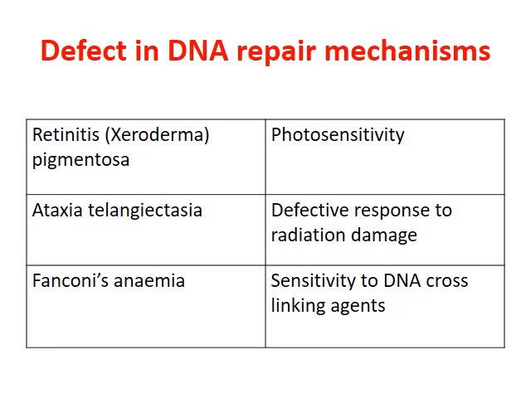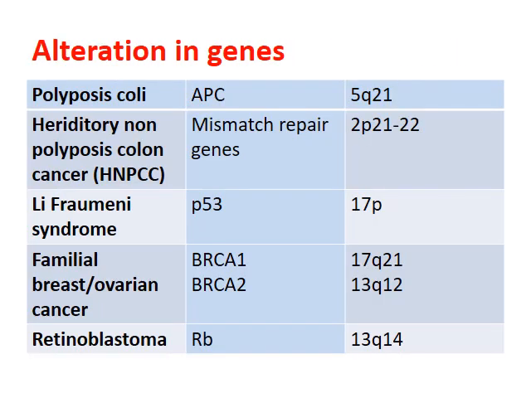And here are some examples. This table includes certain malignancies associated with defects in the genes involved in the DNA repair mechanism, for example, xeroderma pigmentosum, ataxia telangiectasia, and Fanconi anemia. Other examples of genes altered in specific types of cancers, for example, polyposis coli associated with disturbance in the APC, which is the adenomatous polyposis coli gene, and this is the chromosomal location of these genes.